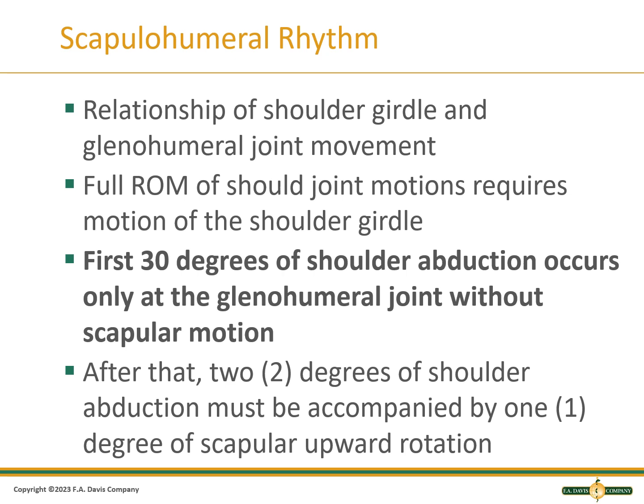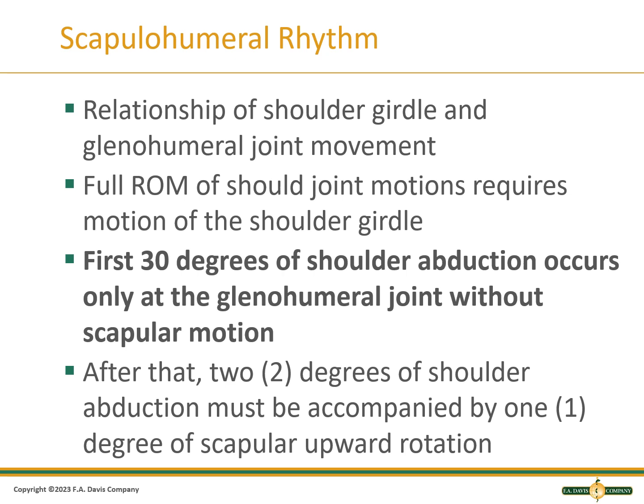We talked about how we can't have complete overhead motion without appropriate movements at both the glenohumeral joint and the shoulder girdle, and this is what we refer to as scapulohumeral rhythm. Scapulohumeral rhythm is the relationship of the shoulder girdle and glenohumeral joint movements. So full range of motion of the shoulder joint requires motion of the shoulder girdle.